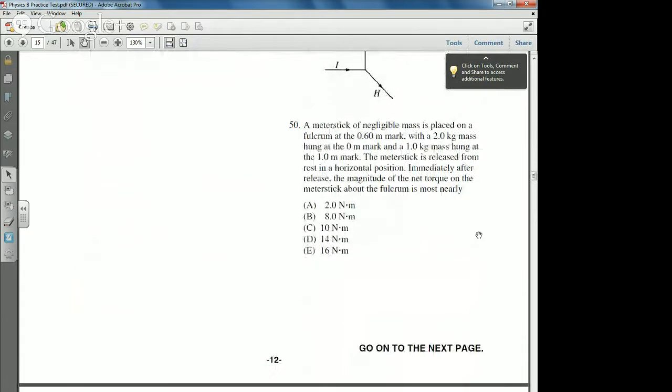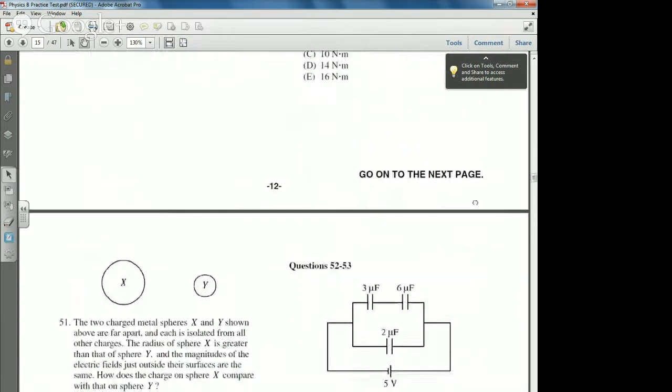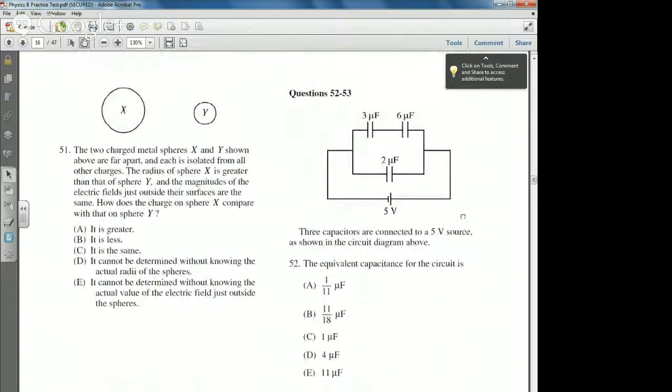50 is torque. I'll teach torque after we go through this packet. It's a super easy question.